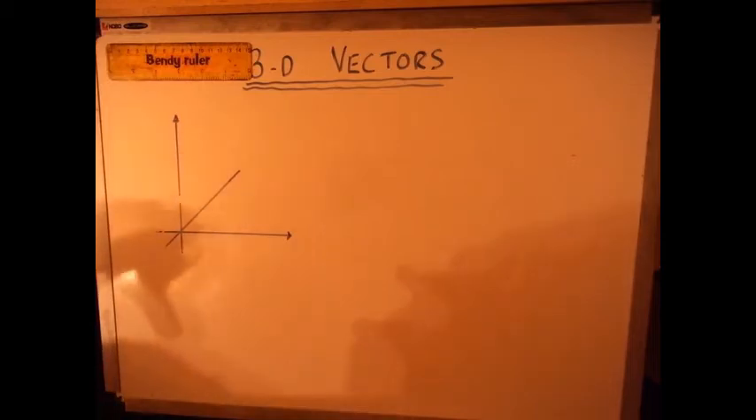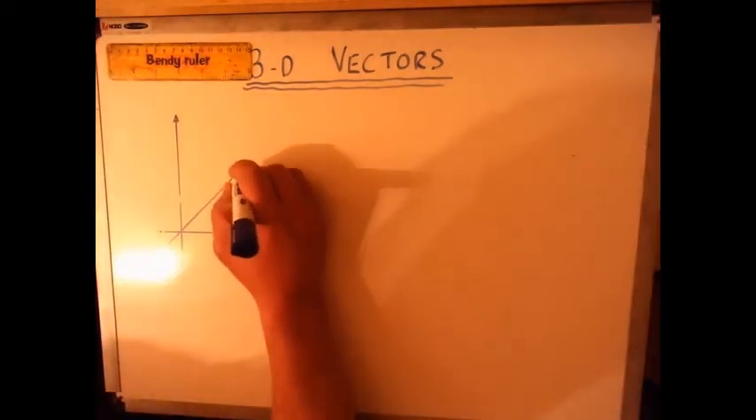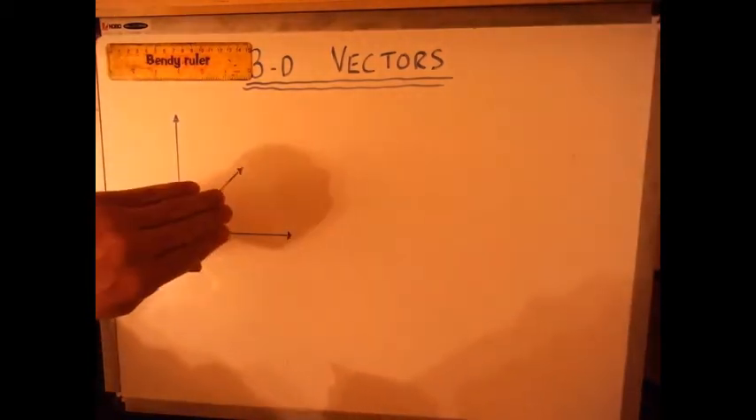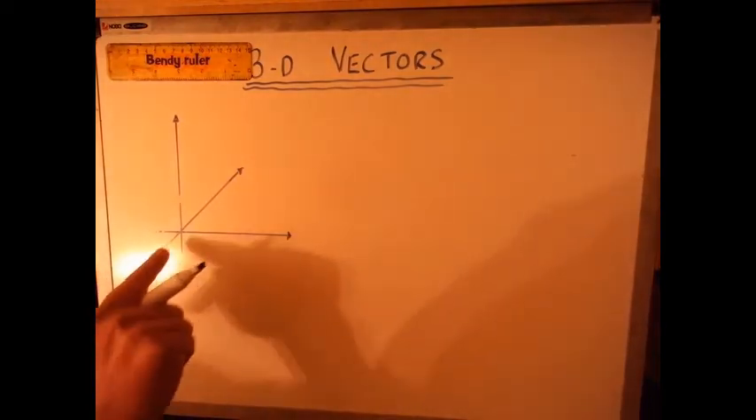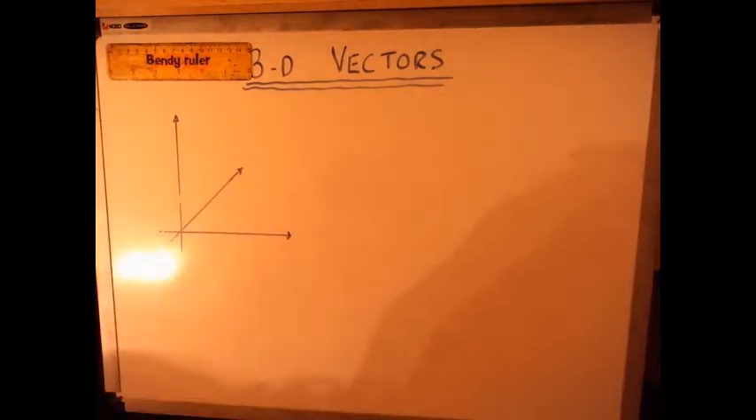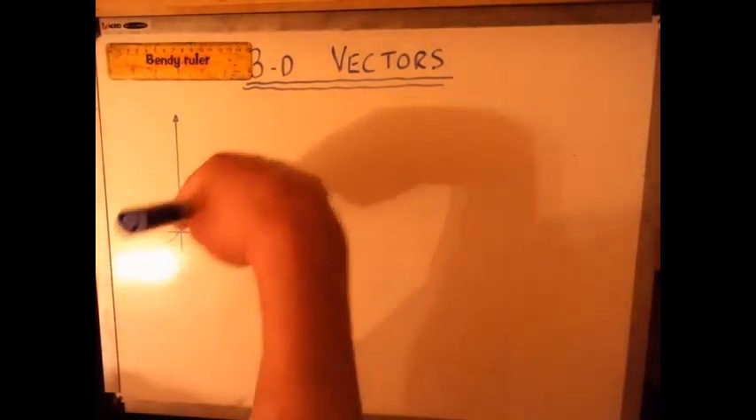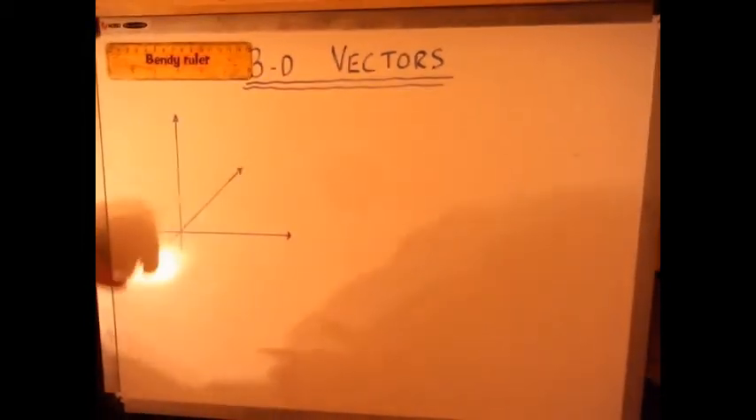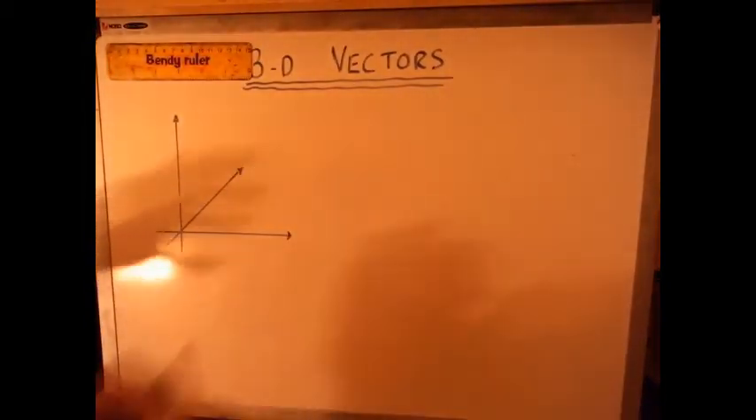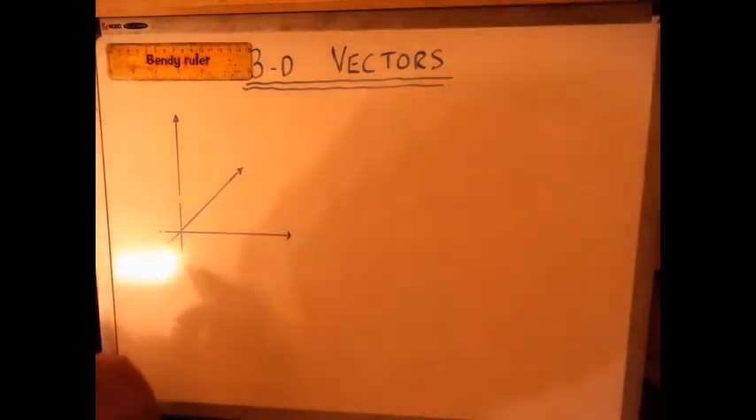And that axis, although it doesn't look it, is going straight into my board. So if I follow the positive direction of this axis, I'm going into my board. If I follow the negative direction, then I'm coming out of the board, or off the board, as it were.